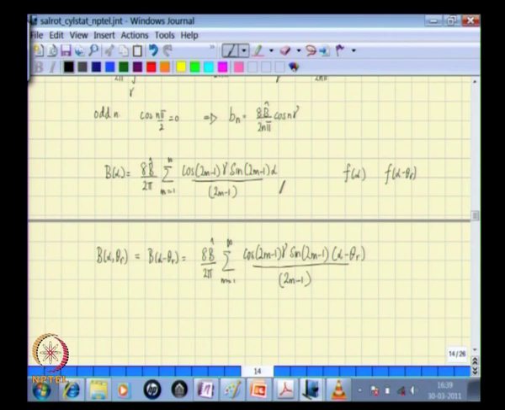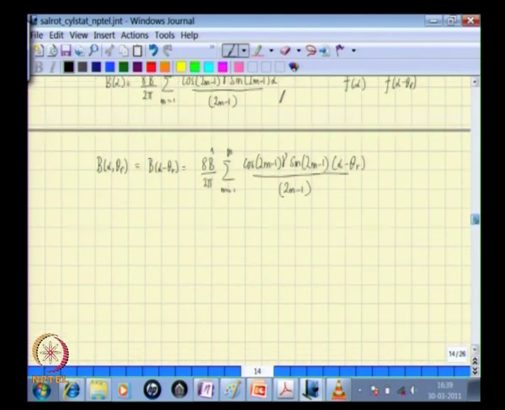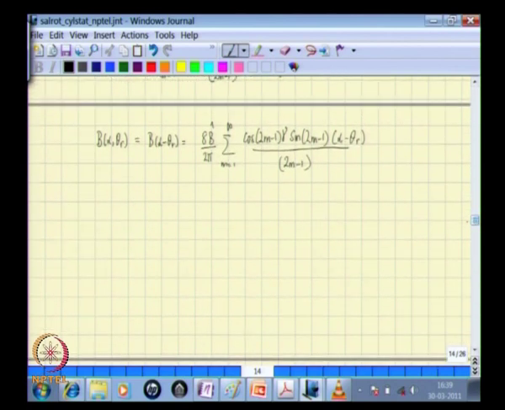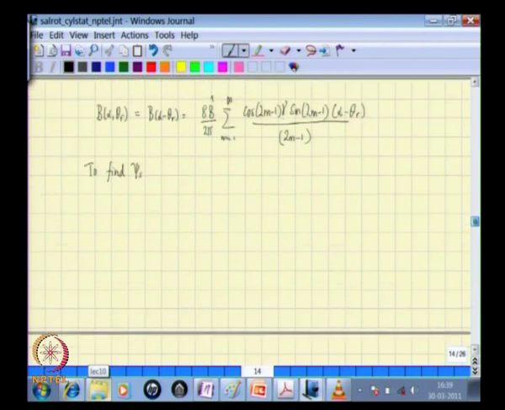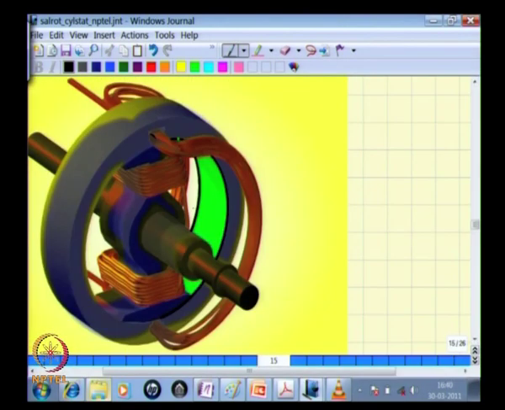Now this is your flux density waveform, and this flux density waveform has to be integrated in order to get the flux linkage. From this we need to get flux linkage. So the goal is to find out flux linkage in the stator. Now how to do that? Let us look at our animation once again.